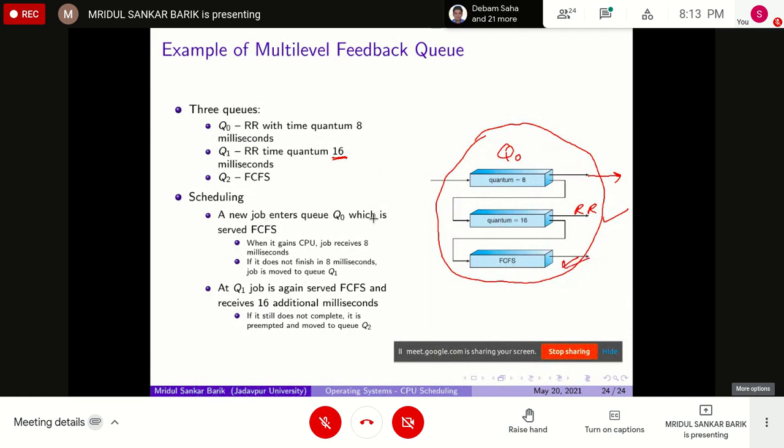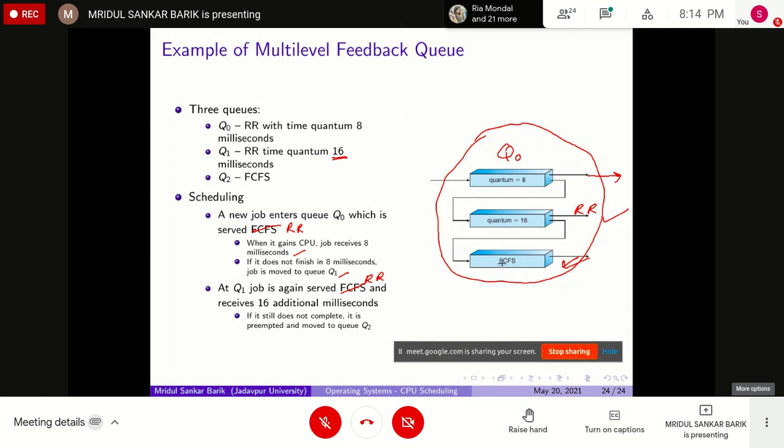So a new job enters Q0, which is round robin. When it gains the CPU, the job receives 8 milliseconds. If it does not finish in 8 milliseconds, the job is moved to Q1. Then the Q1 job is again served using RR and receives 16 additional milliseconds. And if it still does not complete, it is preempted and moved to Q2, right?